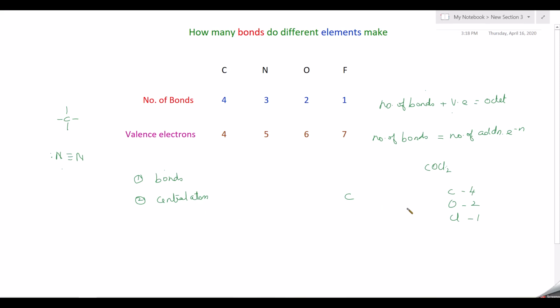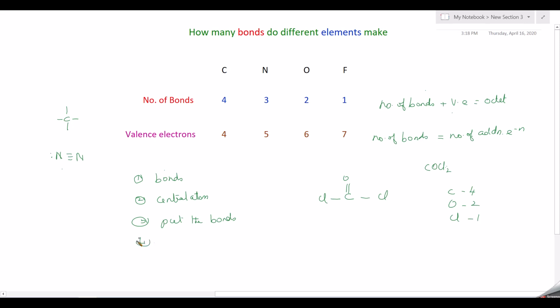Then you have to write the remaining atoms along with the bonds. So third point, you have to put the bonds along with the atoms. So here oxygen, here chlorine, here chlorine. Oxygen will form 2 bonds, so a double bond. Chlorine will make 1. This chlorine also will make 1.